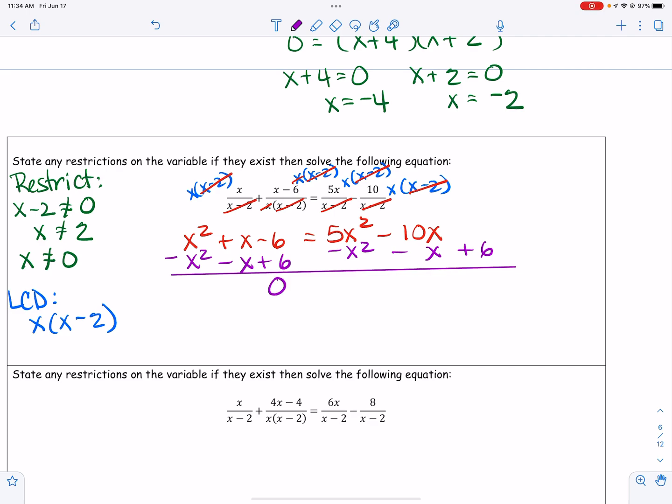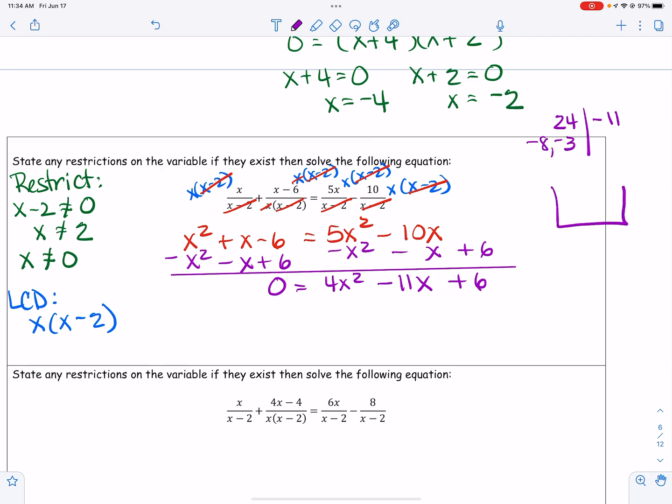So this gives me 0.5x squared minus 1x squared is 4x squared. Negative 10 minus 1 is negative 11x plus 6. So here I'm going to have to do a little bit of work to factor this. I am looking for factors that make positive 24 that add up to negative 11. And that would be negative 8 and negative 3.